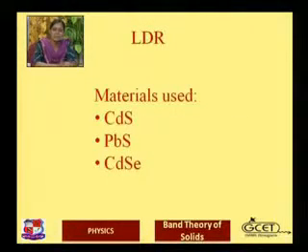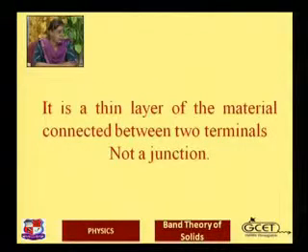Which materials can be used? For a simple PN junction diode we use silicon or germanium, but here we use some compound materials, heterojunction materials, which are CdS, PbS, that is cadmium sulfide or lead sulfide, or CdSe, cadmium selenide. When these materials are illuminated with appropriate light photons, their resistance will change, and due to that, in the outer circuit we can have photoconductivity.